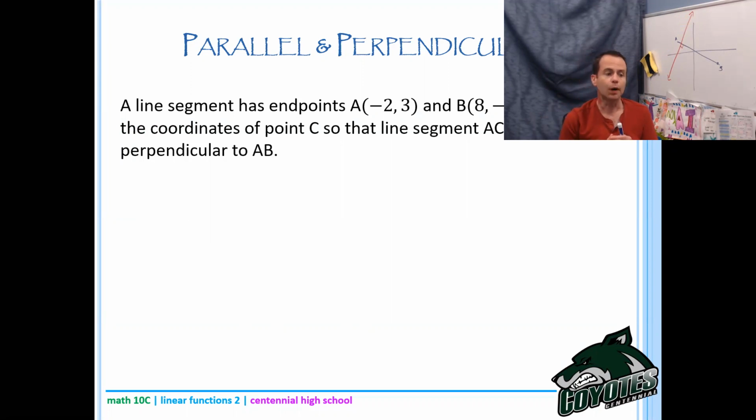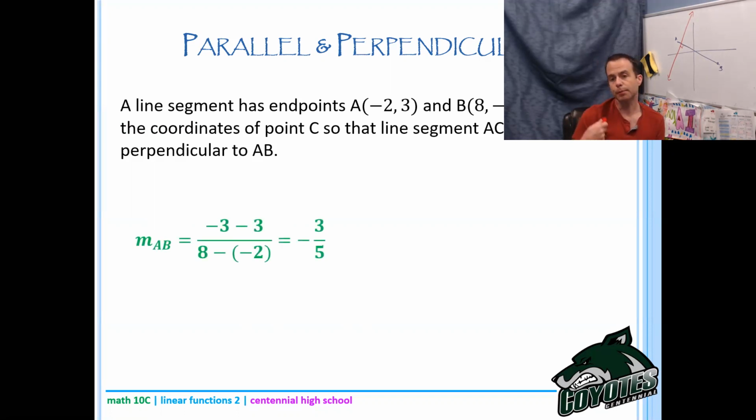Okay, well, it'd be helpful to know what the slope of AB is first. So let's figure out the slope of AB: y2 minus y1 over x2 minus x1. We end up with a slope of -3/5. Now, I know that the perpendicular slope, which would be my red line here, has to be the negative reciprocal of AB. So if AB is -3/5, this guy has to have a slope of 5/3. I switch the sign and I flip it, okay?